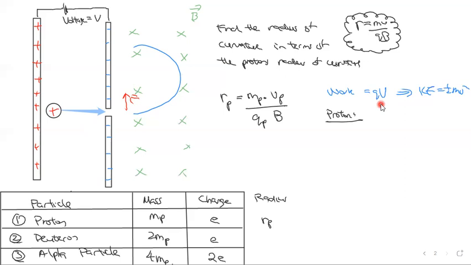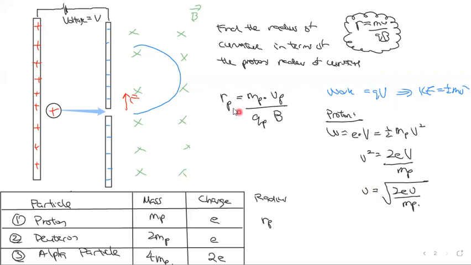we know that the work is equal to the charge, we'll just say e, times the voltage, we'll call V, capital V for voltage. And that equals half m_p v squared. So that means v squared equals 2 times e times V over the mass of the proton, so v must equal the square root of 2eV over the mass of the proton.